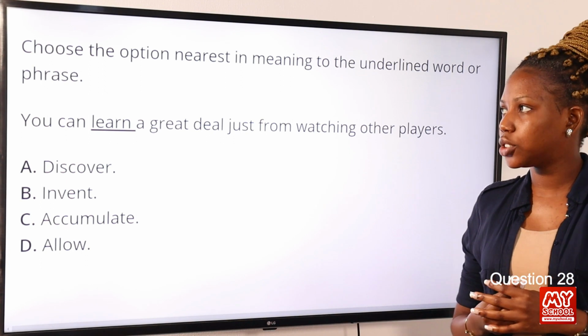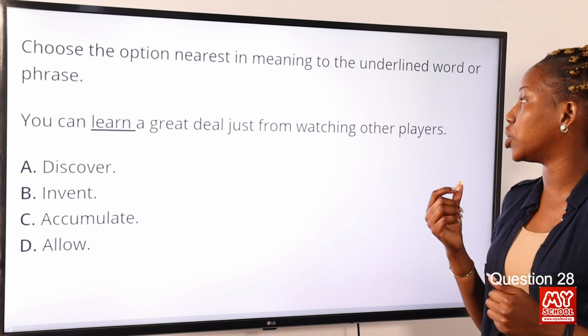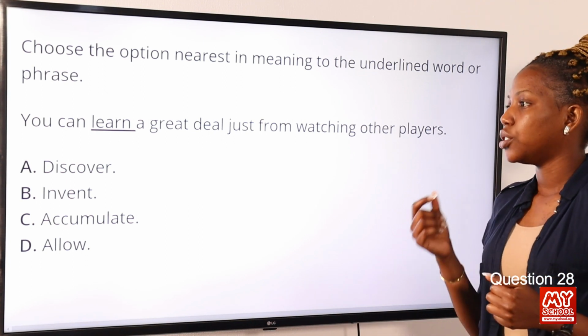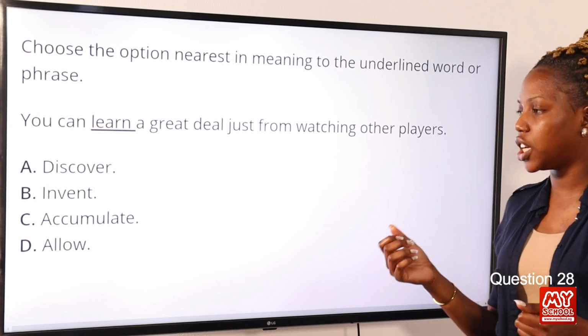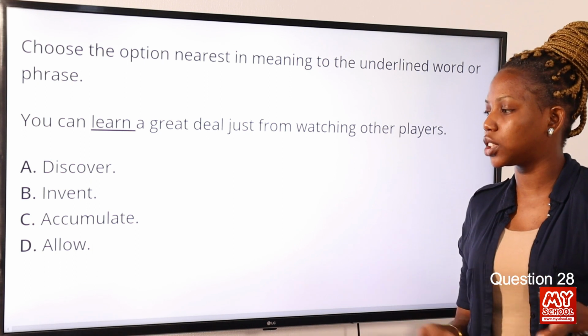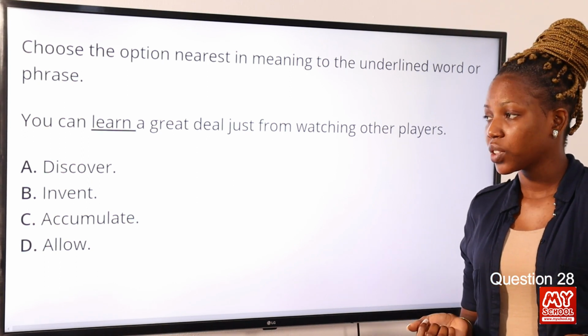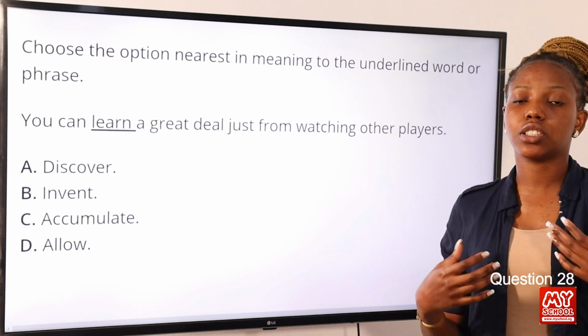Question 28. Choose the option nearest in meaning to the underlined word or phrase. You can learn a great deal just from watching other players. Option A, discover. Option B, invent. Option C, accumulate. Option D, allow. Now, the answer to this question is discover.